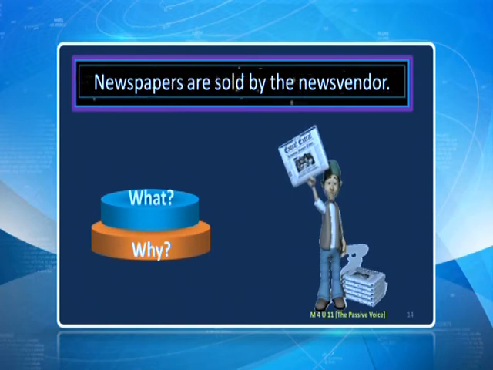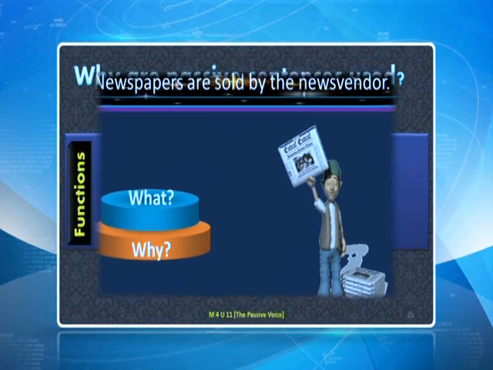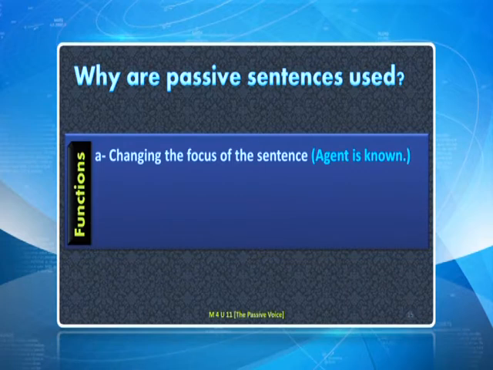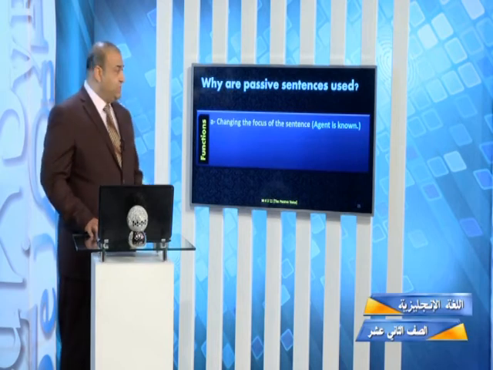Why is the passive voice used in English language? So we're going to speak about the functions. Why are passive sentences used? A, we resort to passive sentence if we want to change the focus of the sentence, which means that the agent or the doer of the action is very well known.